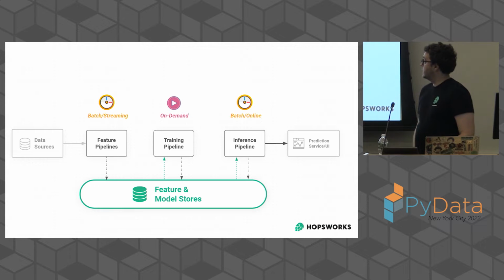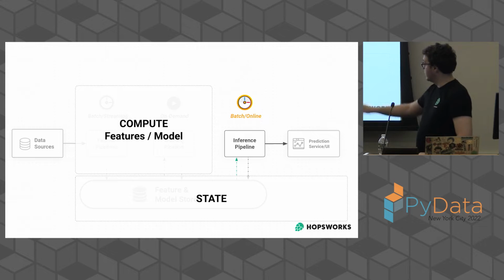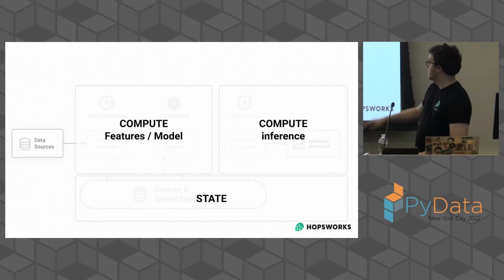And if we were to separate the different components and building blocks for this one, we have a section up there which is basically the compute section, where all the computation for both the feature pipeline and model training actually happens. We have a state at the bottom. It's basically all your feature data and your model. And then we have some more compute on the top right for doing inference.